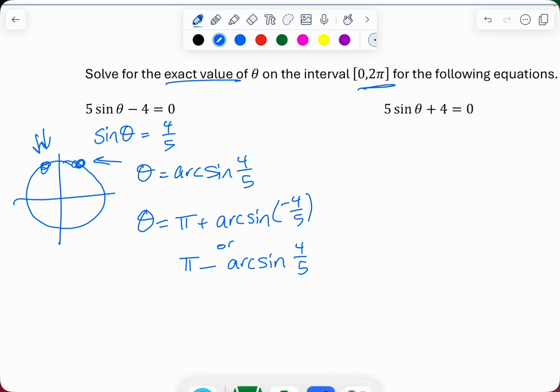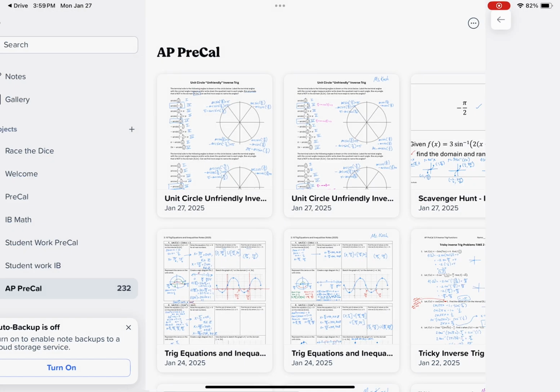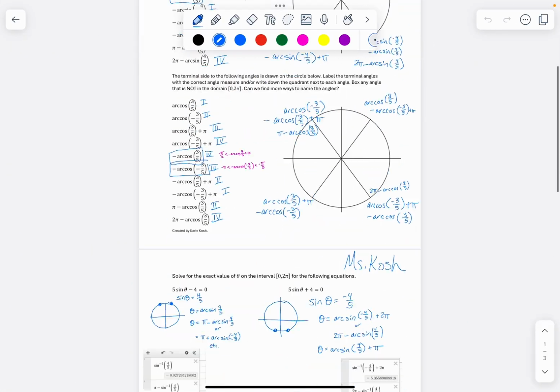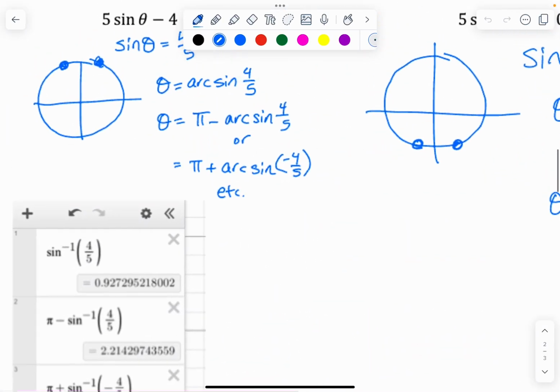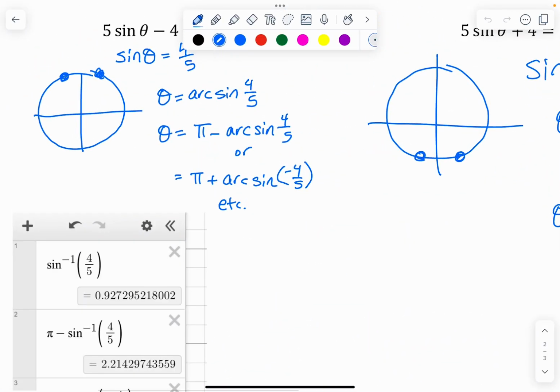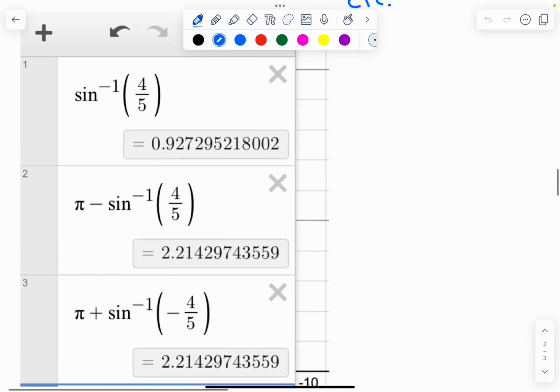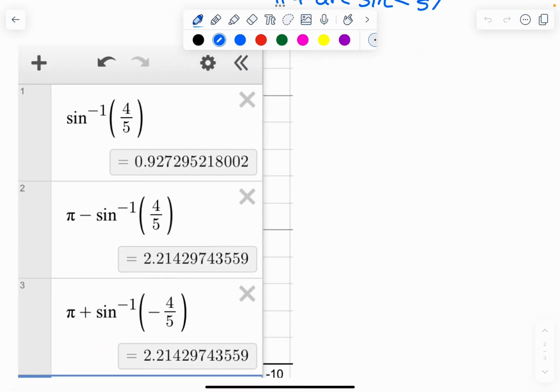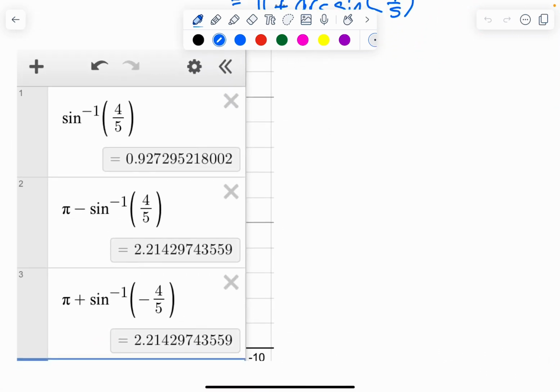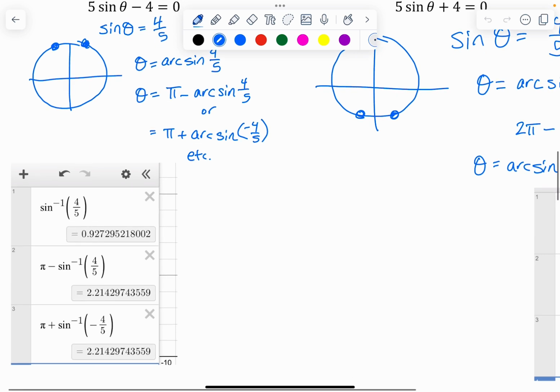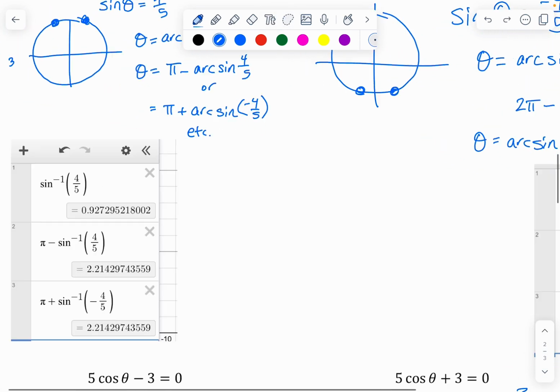I actually did this earlier. Oh, no, I had to come here. And this is my unit circle unfriendly key that I made. I said pi, okay, I have those two, and then I went to Desmos and plugged them in. So here is that first one, and if you notice, these are our radian measures, and on the unit circle, pi is about 3.14, so these seem like a reasonable answer.